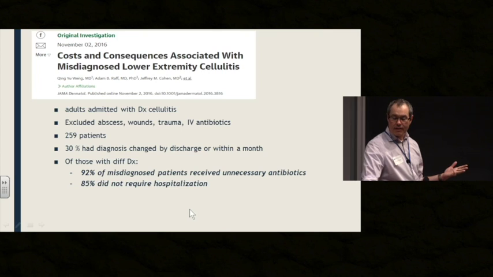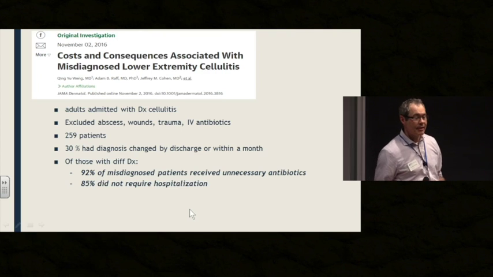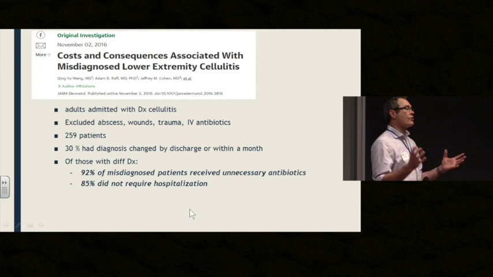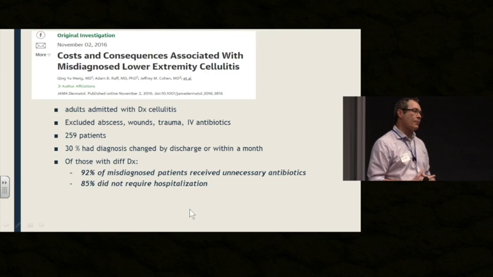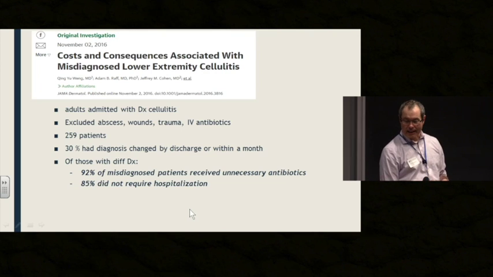They looked at 260 patients, and 30% of those admitted with the diagnosis of cellulitis were deemed ultimately to not have an infection. And of those 30%, 92% received unnecessary antibiotics. And in fact, 85% of them probably didn't need to be in hospital. So it just shows the burden of uncertainty with some of these patients who present with a red swollen leg.